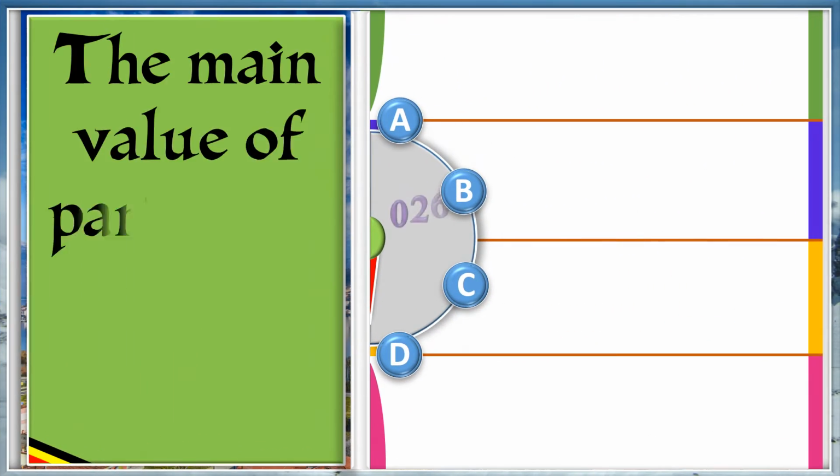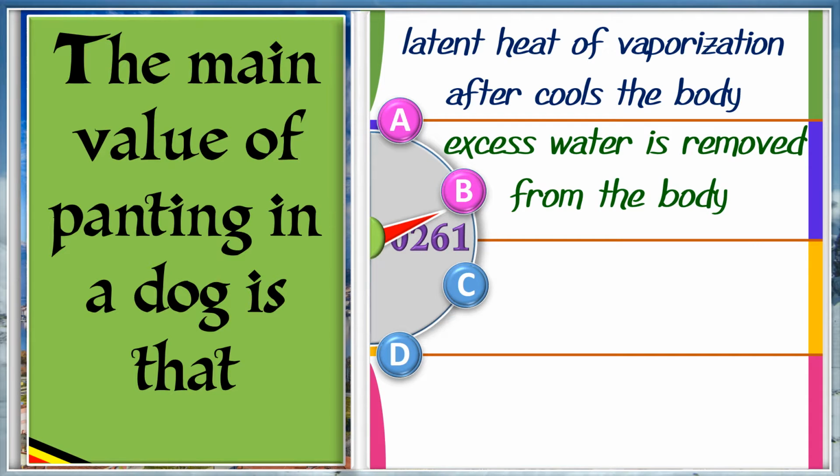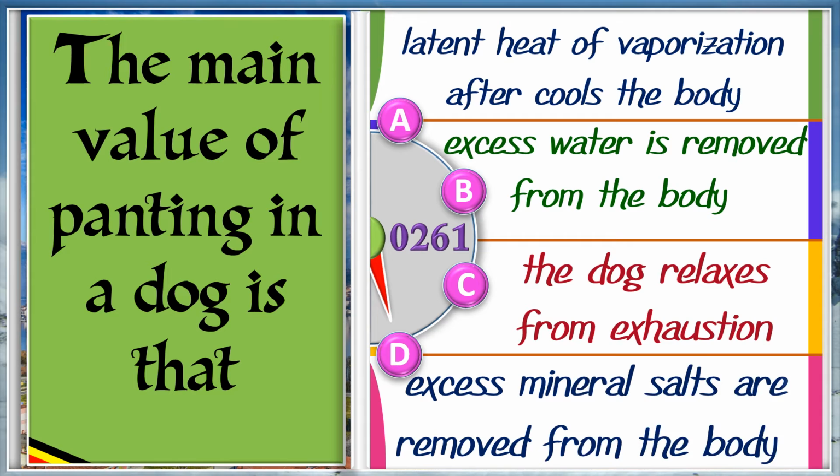The main value of panting in a dog is that: A. Latent heat of vaporization cools the body. B. Excess water is removed from the body. C. The dog relaxes from exhaustion. D. Excess mineral salts are removed from the body. And the answer is A. Latent heat of vaporization cools the body.